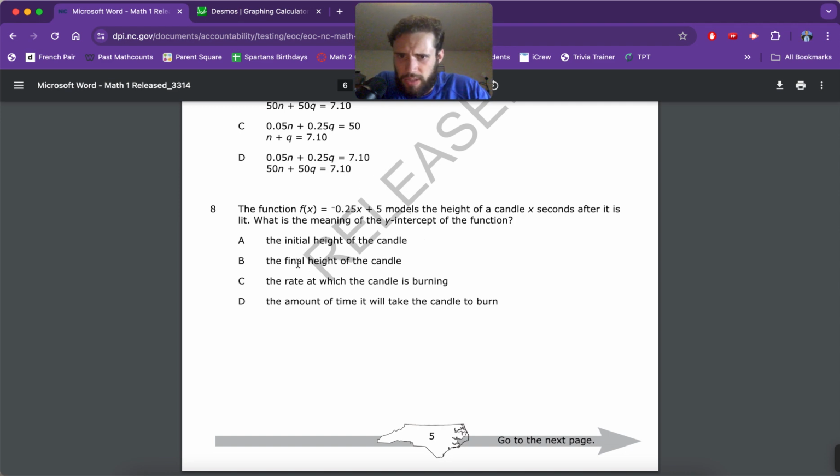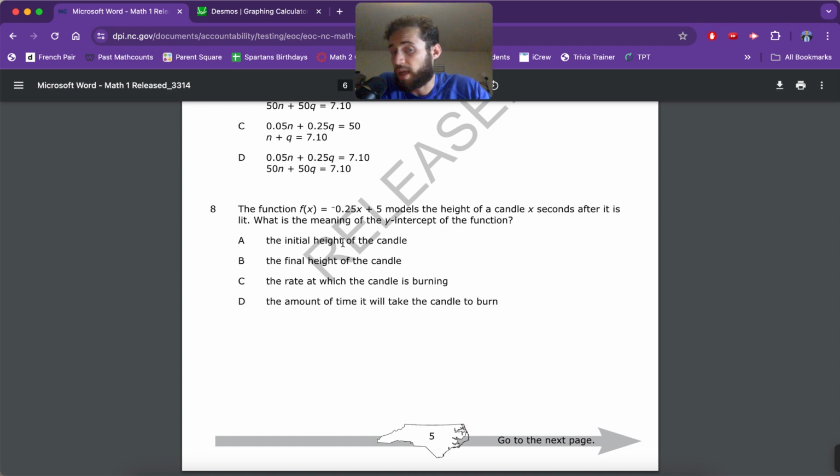We just rule out the other ones. The final height of the candle, no. I mean, final height, I guess that would be 0, assuming it burns all the way through, I don't know. And then the rate at which the candle is burning, no, that would be the slope. Although that's more the change in height per second, because technically it burns at a rate of a quarter per second. And the amount of time it will take the candle to burn, no, that would be the x-intercept.